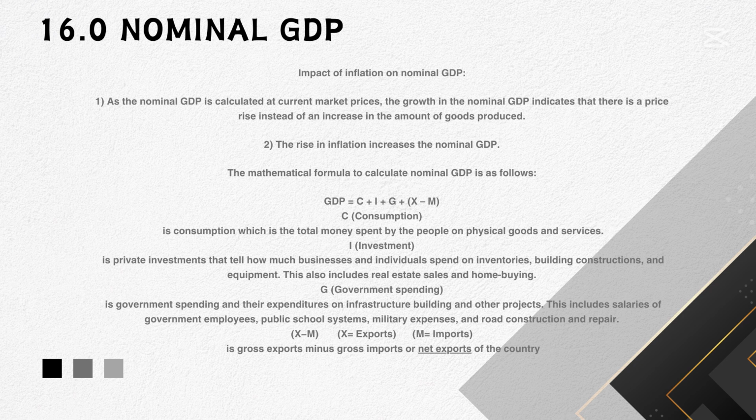And plus G. What is G? G is government spending. It's government spending and expenditures on infrastructure building and other projects. This includes salaries of government employees, the public school system, similar expenses, and road construction and repair. And X minus M. What is X? X is export. And what is M? M is import. In other words, gross export minus gross import, or net export of the country.